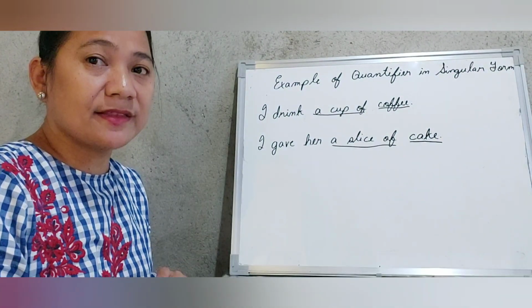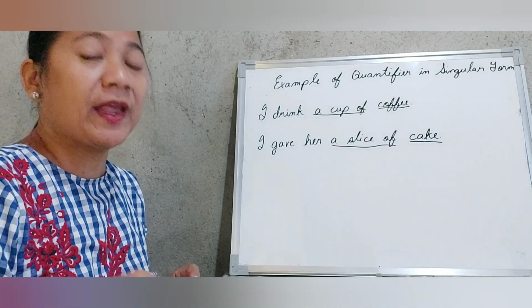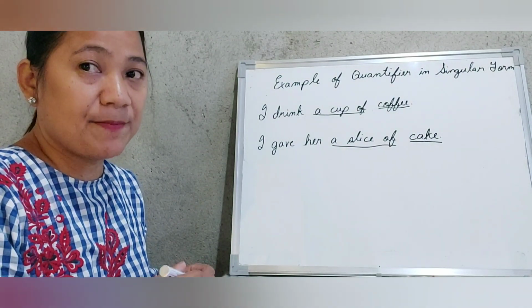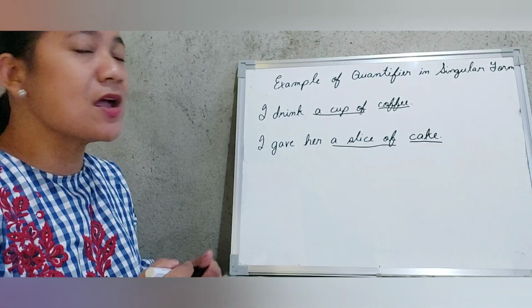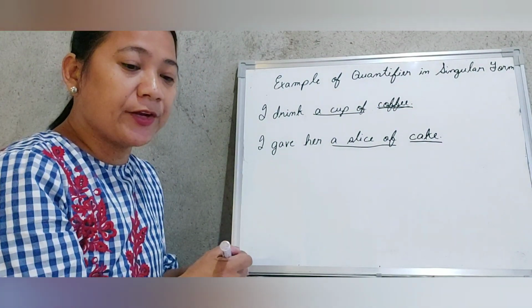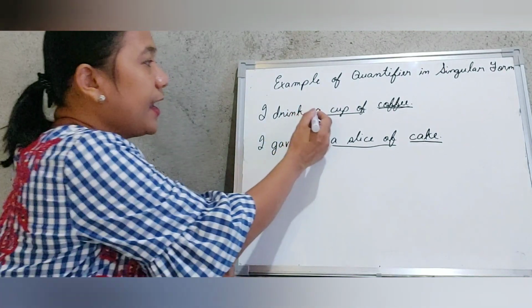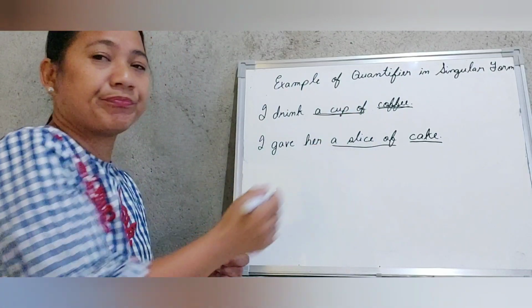Let us read sentence number 1. I drink a cup of coffee. Let us identify what the mass noun is. So the mass noun here is coffee. And the quantifier used to measure the amount of the mass noun is a cup of.